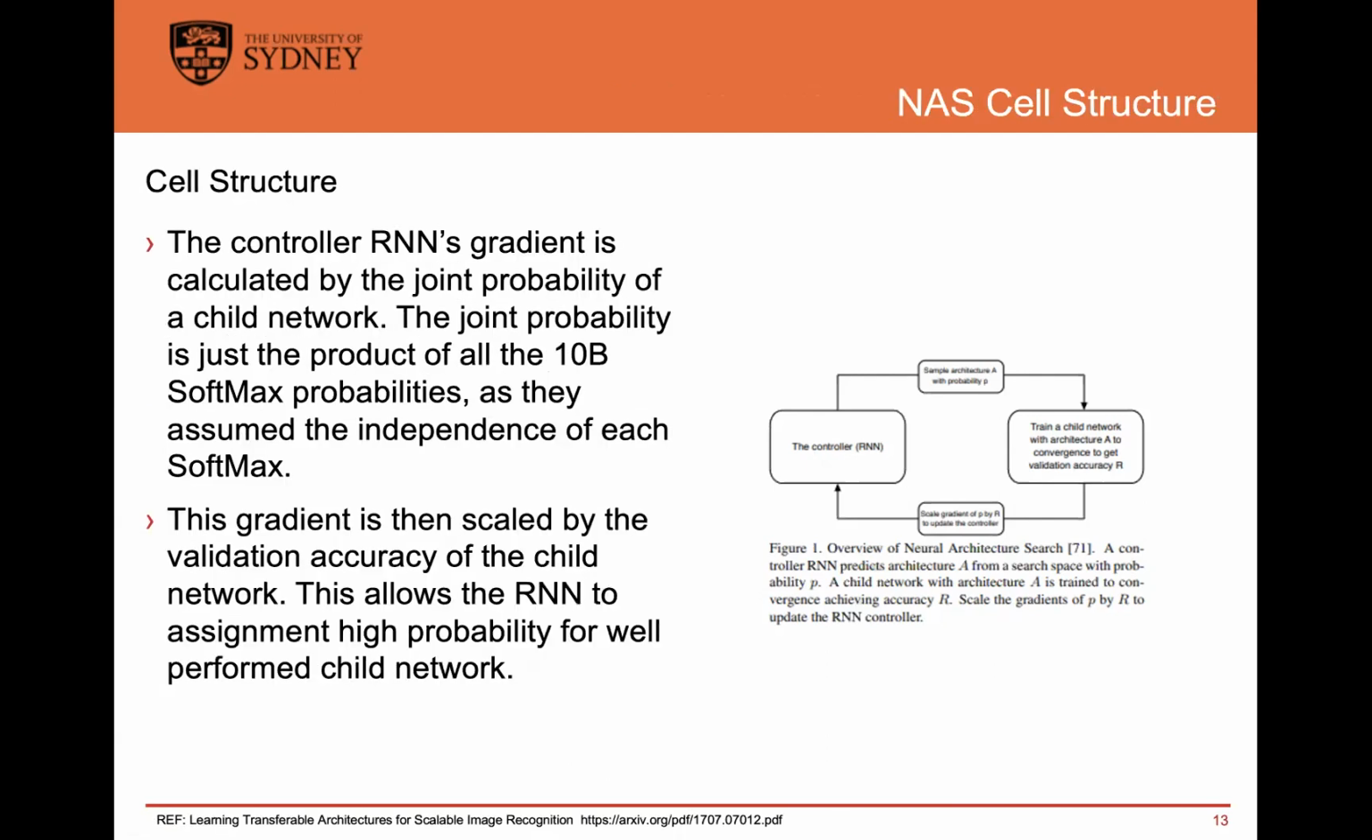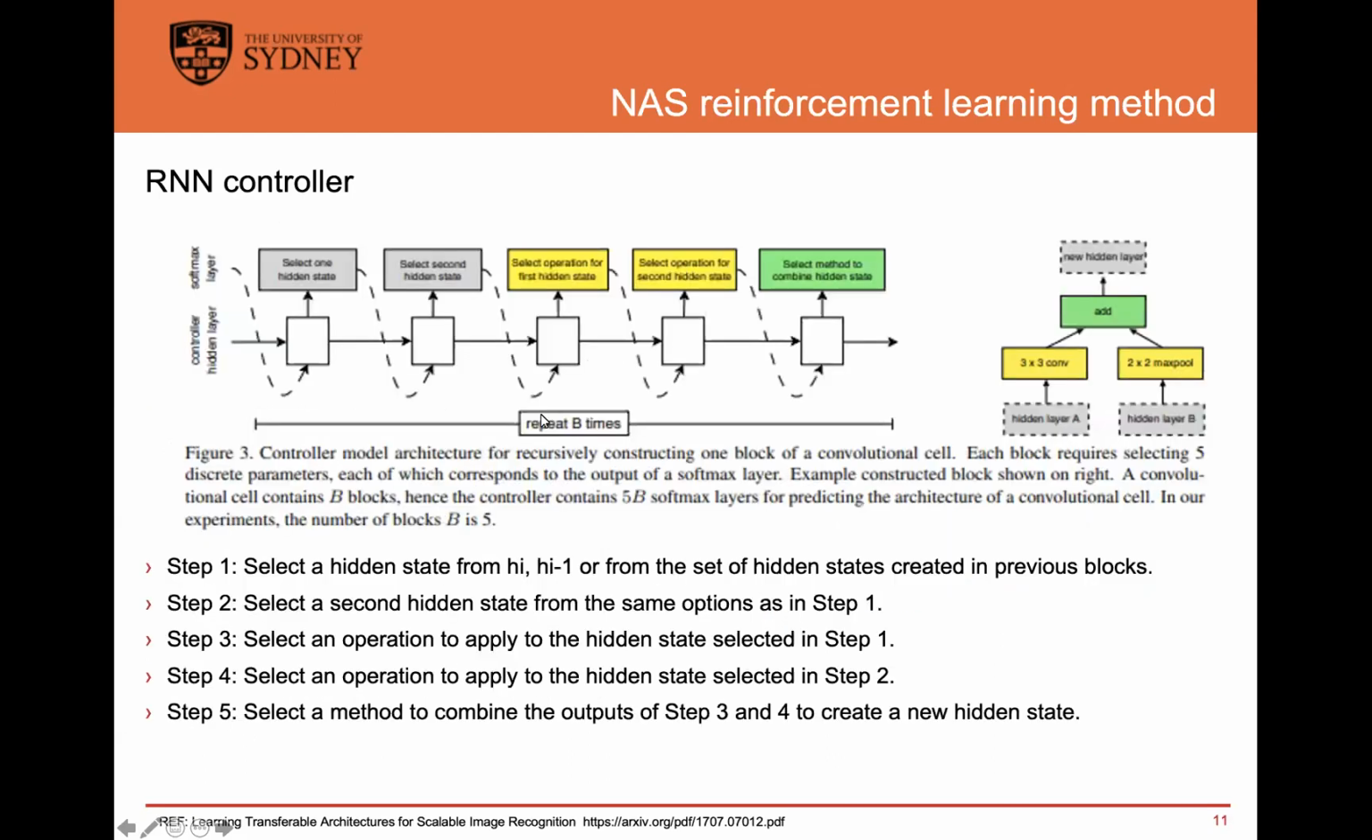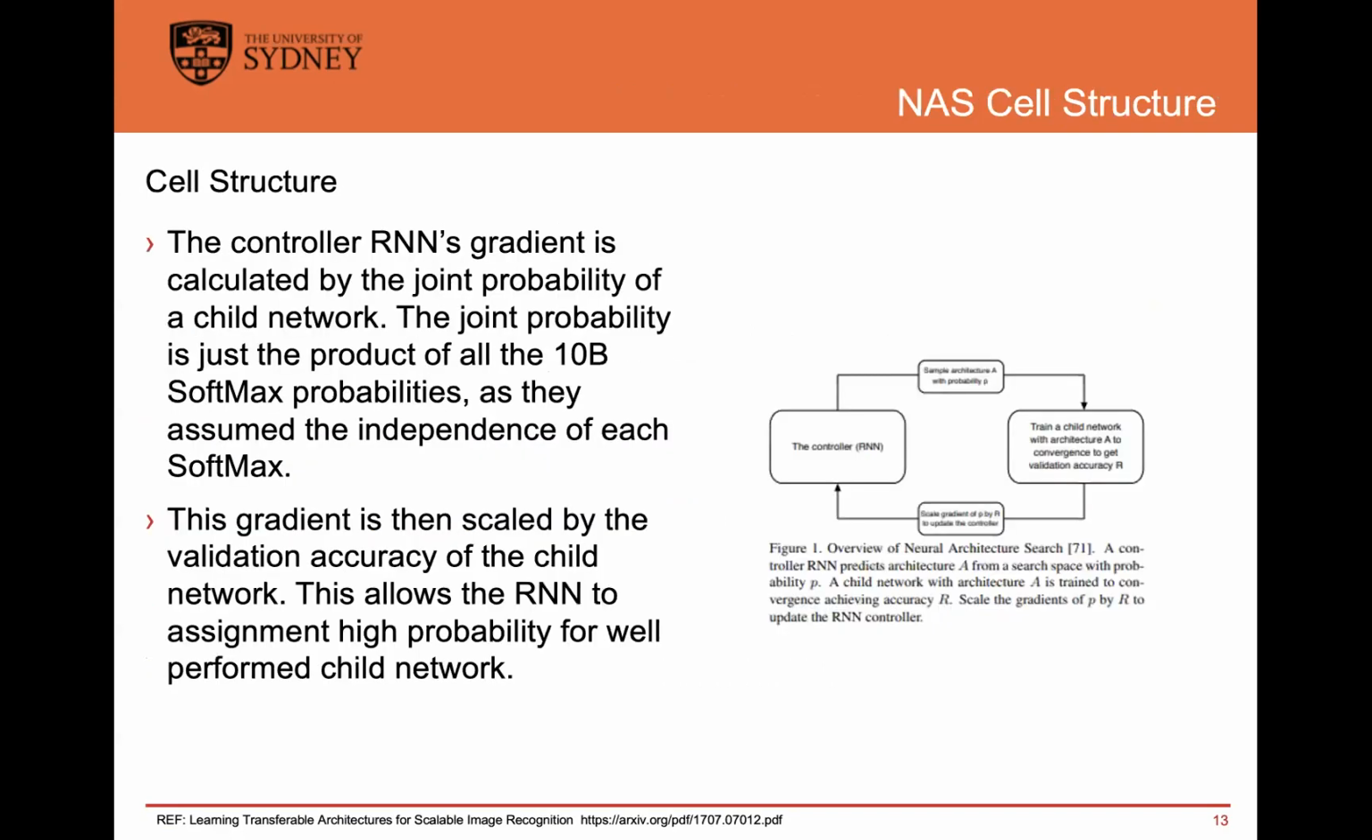I think this is spelled 10B. So why is it 10B? Because B is the number of times you're going to repeat the predictions. If you look here, it's repeated B times, and for each repetition you've got 5 selections to make. That's why it's 5B at the start. And also you've got normal cells and reduction cells. So that's why it's 10B, 2 times 5B. That's why we get 10B predictions. And then you just softmax them to train your RNN through reinforcement learning.